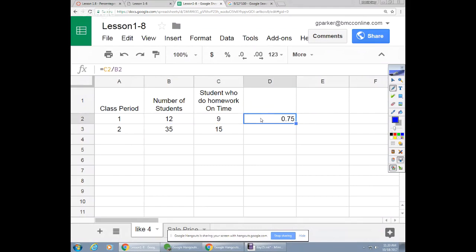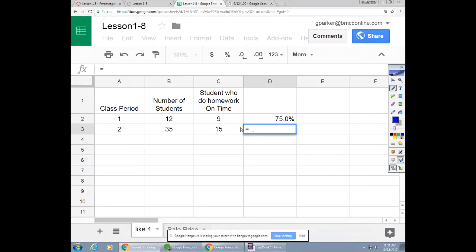It says 0.75, and I can ask the computer to format that as a percentage for me, and it says it's 75%. It's showing more decimals than I care to see, so I can always decrease or increase those. I usually like to see 1 decimal point with percentages, but it just depends on the problem.